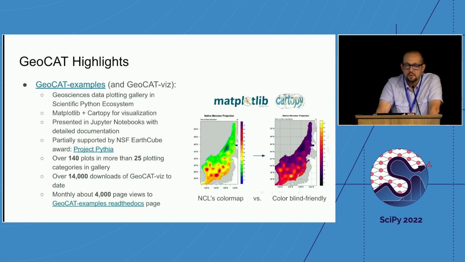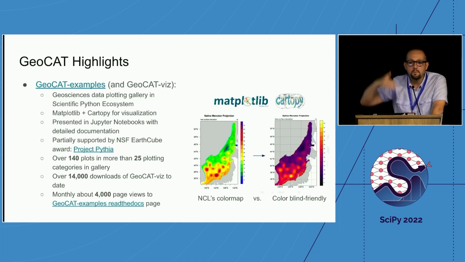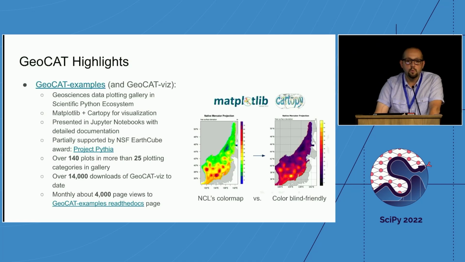So we introduced GeoCAT Viz to make a higher level layer in between matplotlib and the user API, so they are now able to do whatever plotting they want in fewer lines of code, just like in NCL.